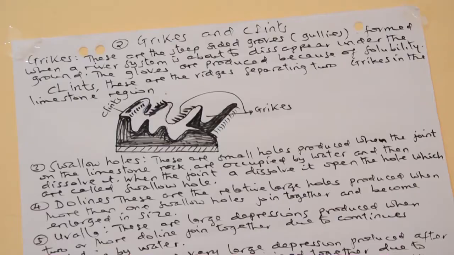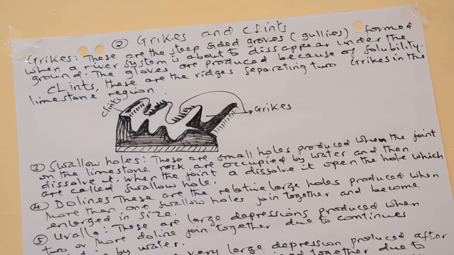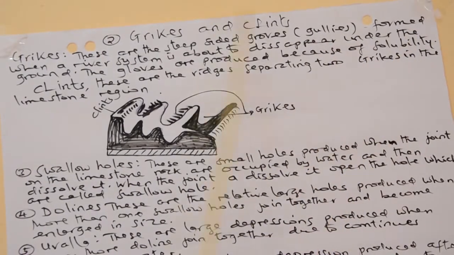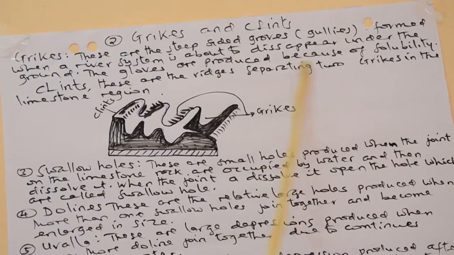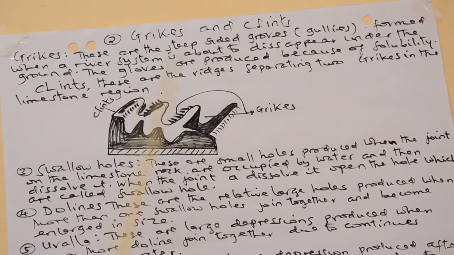Dear students, there are other features that can be caused in this Karst region. For instance, grikes and clints. Grikes are the steep-sided grooves or gullies formed when the river system is about to disappear under the ground. The grooves are produced because of solubility. And the clints are the ridges separated by grikes in the limestone region. Therefore, there are certain features as shown below.